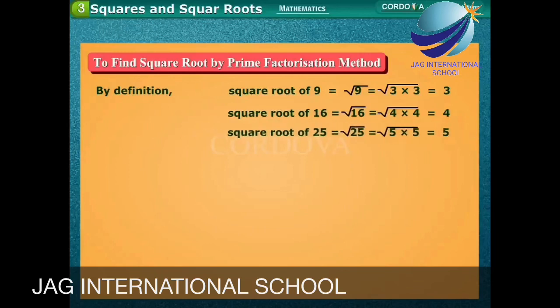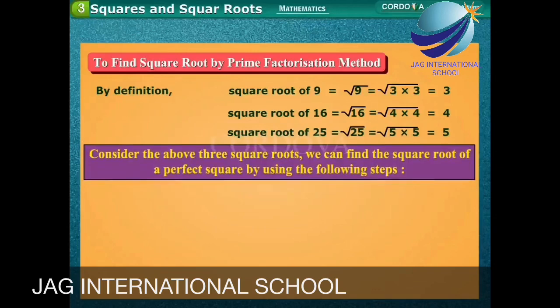Square root of 25 is equal to square root of 5 into 5, which is equal to 5. Consider the above 3 square roots. We can find the square root of a perfect square by using the following steps.